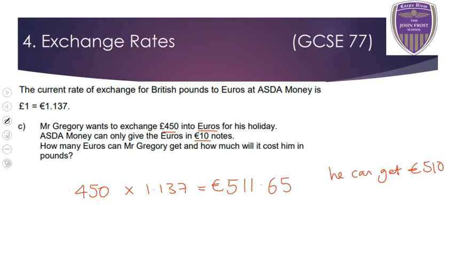Okay, that's not the end of the question though. We've worked out the first part, how many euros can he get, but it also says how much will it cost him in pounds, because he's not going to give them the whole £450 if he's only going to get 510 euros. Okay, so now we're going to change that 510 that he can get back into pounds by dividing this time by the exchange rate, and then that's how much it's going to cost him in pounds. So 510 divided by 1.137 is, I'll write the whole thing out again and then round it to show you.